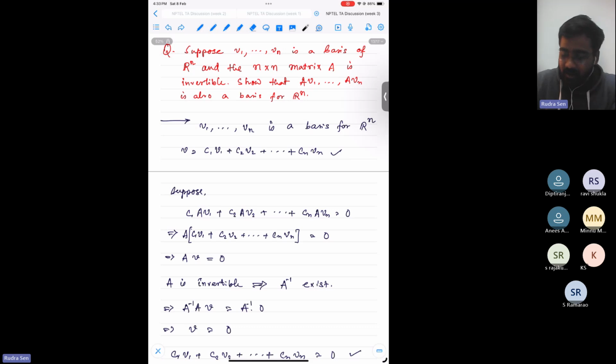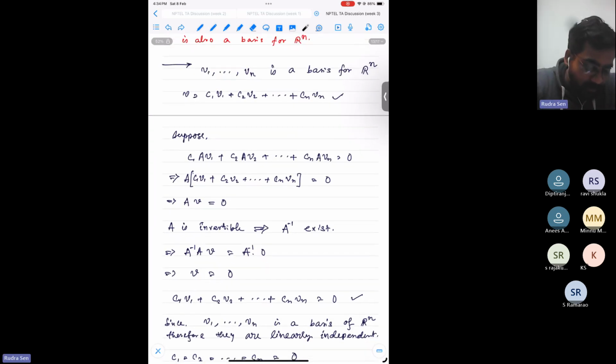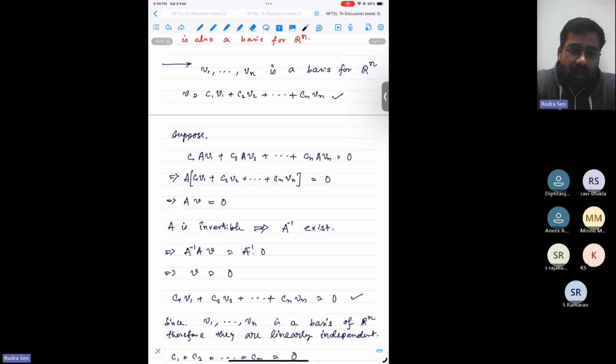So I'm considering, since a basis can span the space, any vector v can be represented by this linear combination. Any v vector, I don't know whether it is a 0 vector or any other vector, can be spanned. Now I just multiplied: let's multiply v1 with A, v2 with A, and vn with A. This is my assumption, and I want to prove this assumption is true.